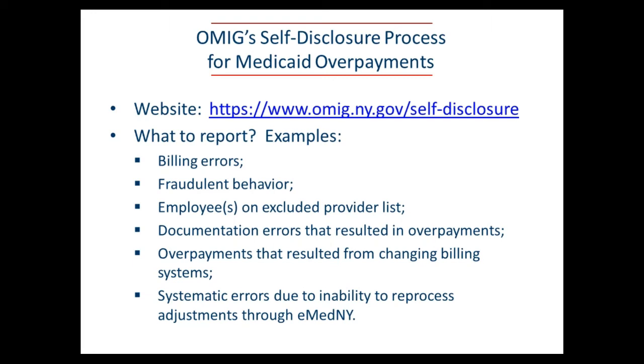Other instances that are quite common: changing billing systems. That's quite common these days. Hospitals, ASCs, FQHCs, physician offices, changing their billing systems. That's a very time-intensive and complicated process. And often what happens is there are glitches, software glitches or something that may result in overpayment. So those are the types of examples that you would want to consider. Is the OMIG's SDP the right approach?